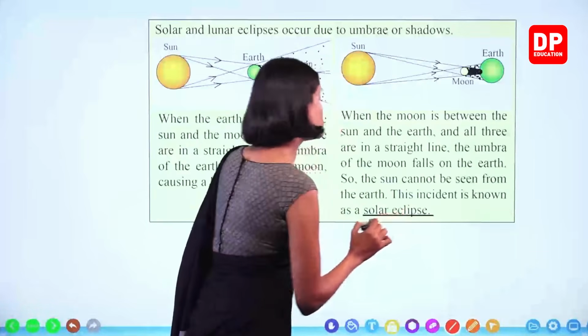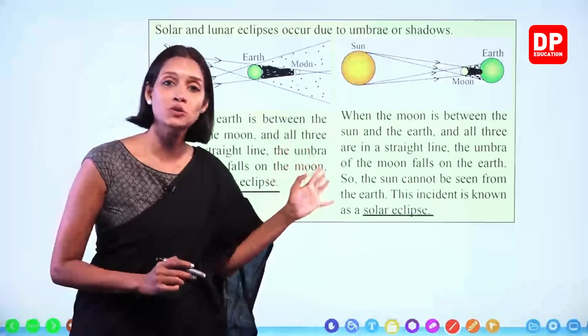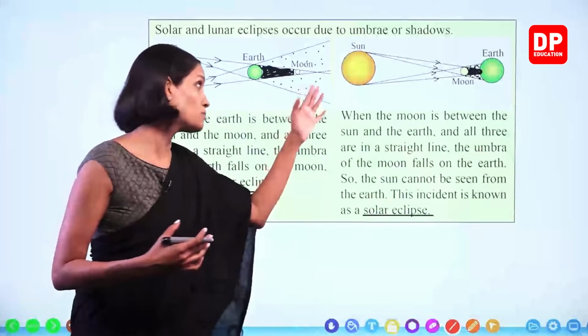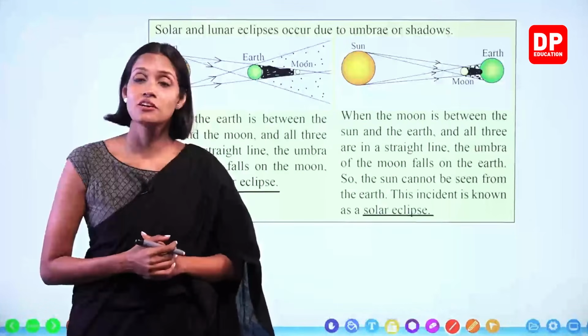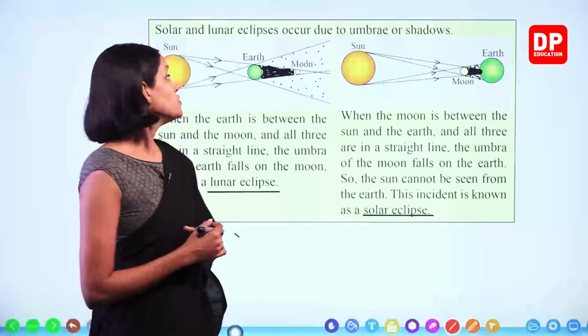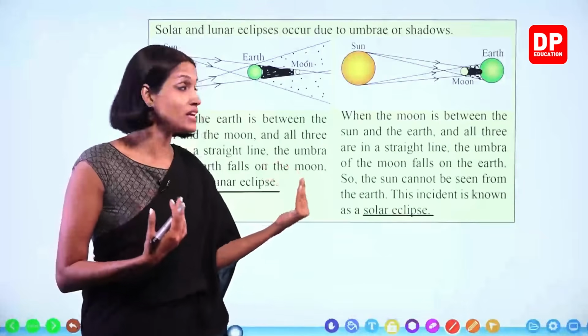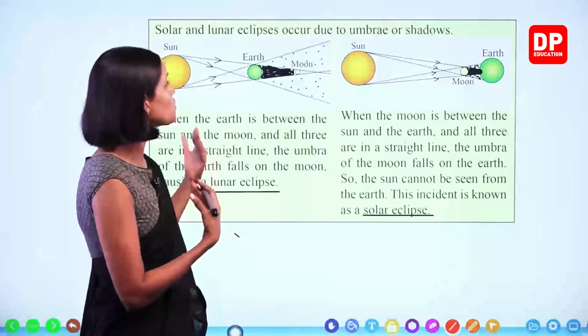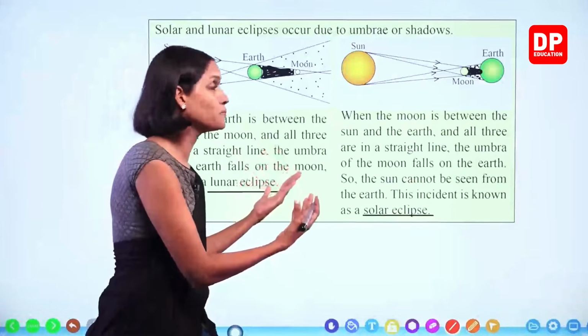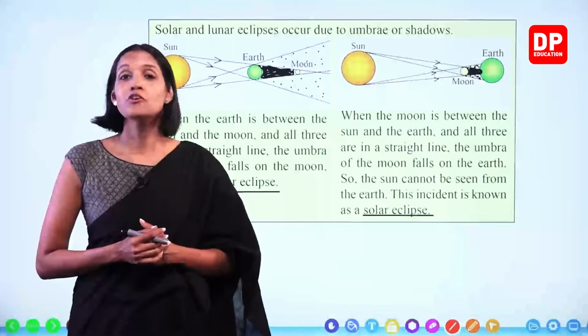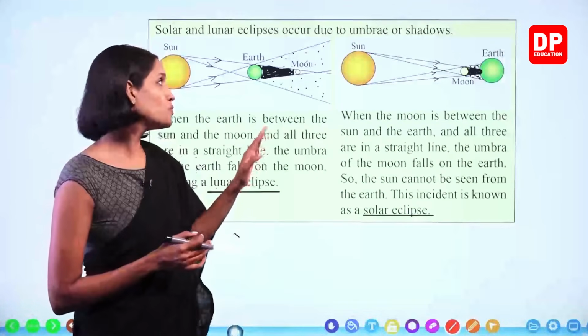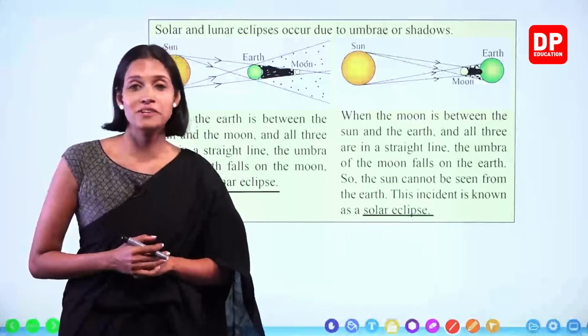So, you all are going to learn about the solar eclipse and lunar eclipse in grade 8, more about these two incidents. Okay, children? It's very interesting. These are two phenomena, two incidents in nature that take place because of the formation of umbrae or shadows. Okay, children? I hope you understood this part very well.